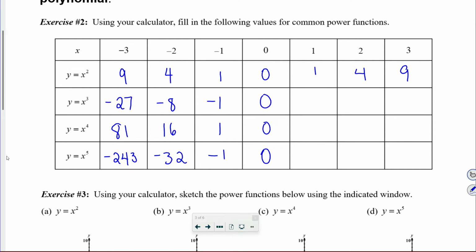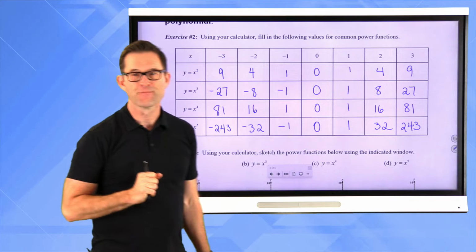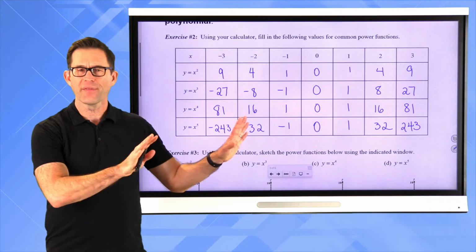And now with the positives, it's pretty easy. 1 squared is 1, 1 cubed is 1, 1 to the fifth is 1. 1 raised to any power is actually equal to 1. It's awesome. 2 cubed is 8, 2 to the fourth is 16, 2 to the fifth is 32, 3 cubed is 27, 3 to the fourth is 81, and 3 to the fifth is 243. All right. Now we've got the table.